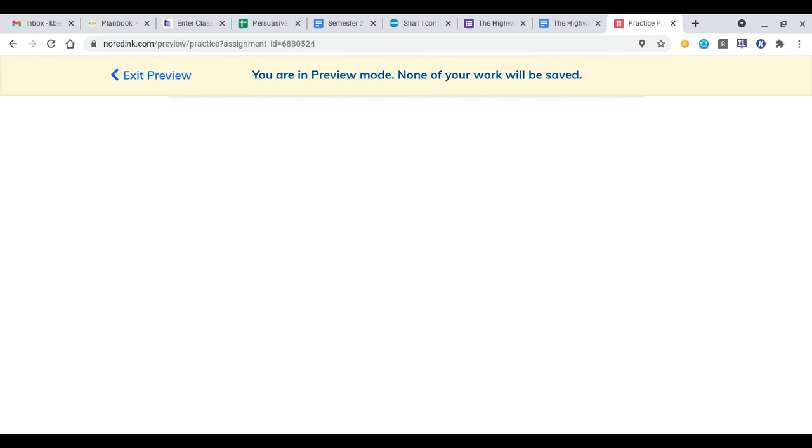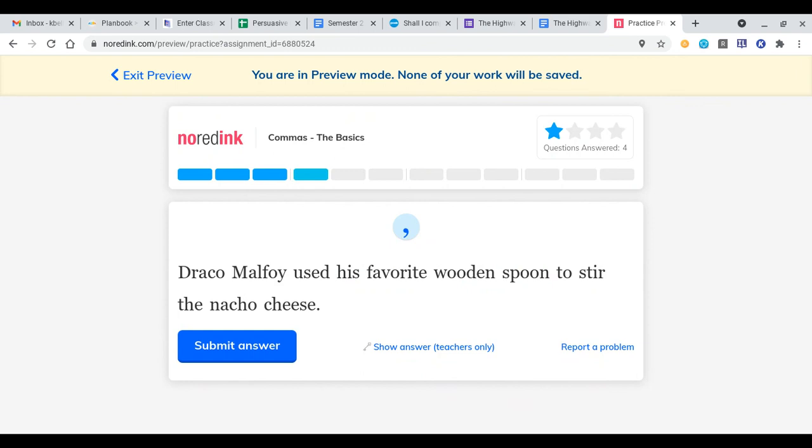Draco Malfoy used his favorite wooden spoon to stir the nacho cheese. In this instance, we don't need any commas. Because spoon on its own, we know what a spoon is. Or I'm going to assume that you know what a spoon is for the most part. A wooden spoon is a specific object in this instance. We need to have this attached to it because it's telling us what object we're talking about.